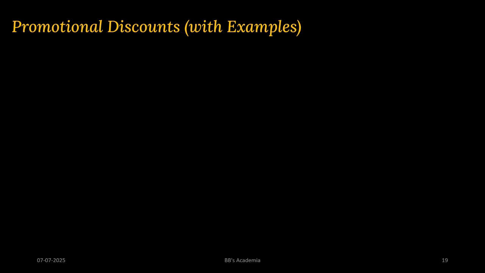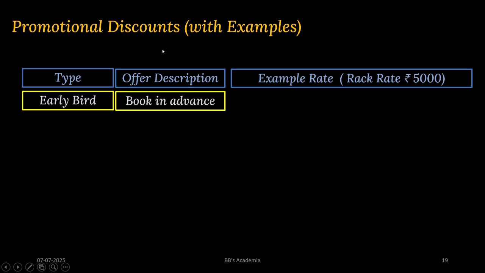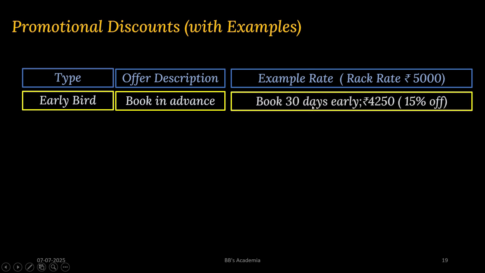Promotional discounts with example. Say type, what are the promotional type offer, what kind of descriptions offer is given. Example, rack rate we are considering 5,000 rupees rack rate because all the discounts will be based on this reference rate only. Early bird type promotion, that means book in advance, book at least 30 days early and 15% off. That is a matter of policy.